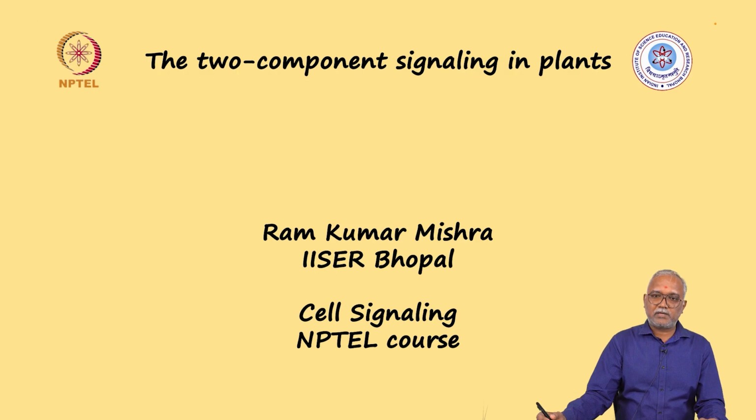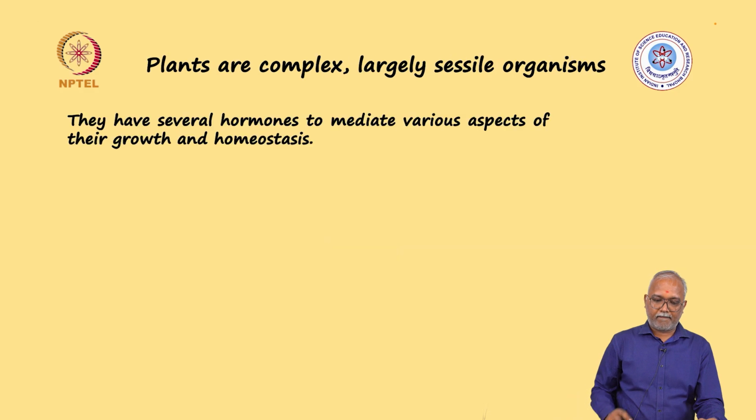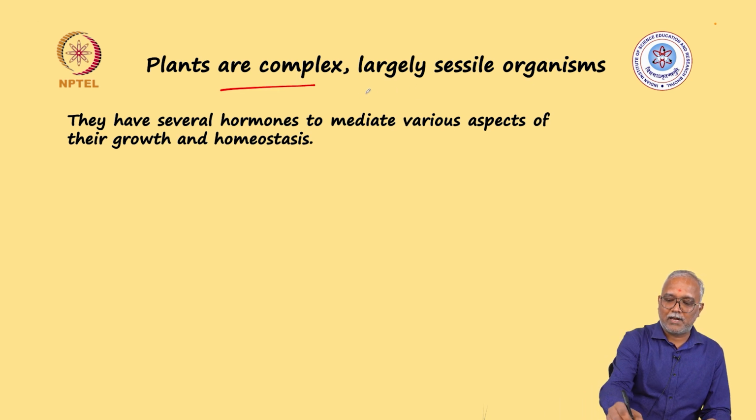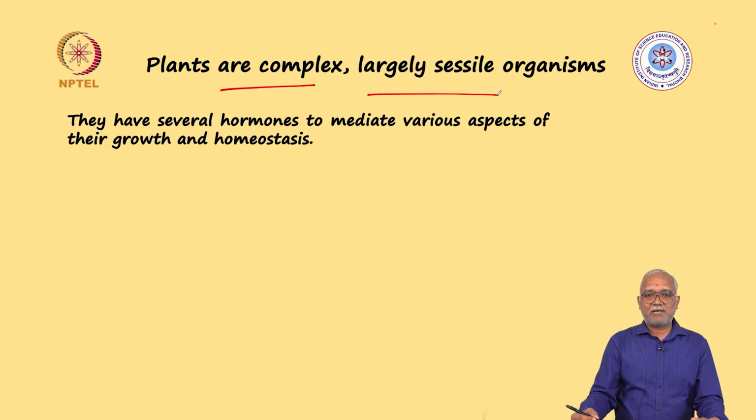So in today's class, we will see how two-component signaling is arranged in the plant system to mediate the responses. We understand that plants are complex and they are largely sessile organisms. When I say plants are complex, it is not just because of their magnanimity of size, but also because the ploidy level changes afforded by plants are way more than what animals can afford.